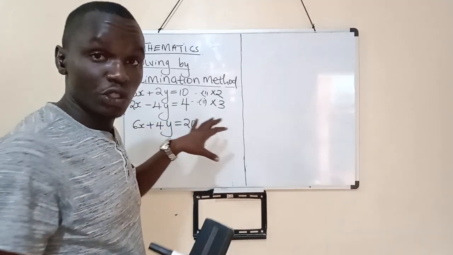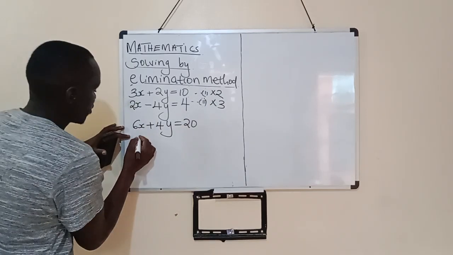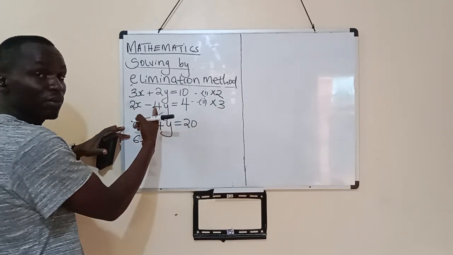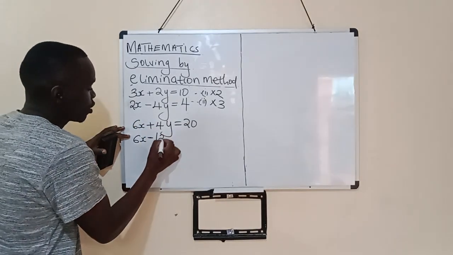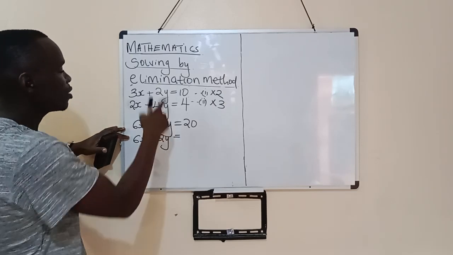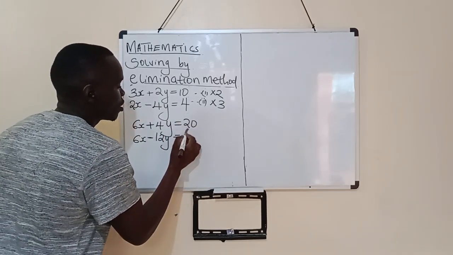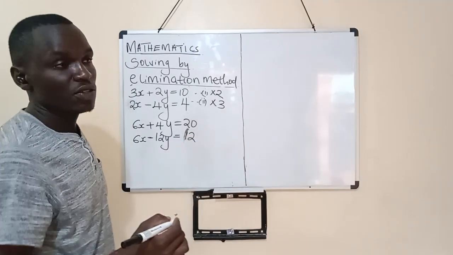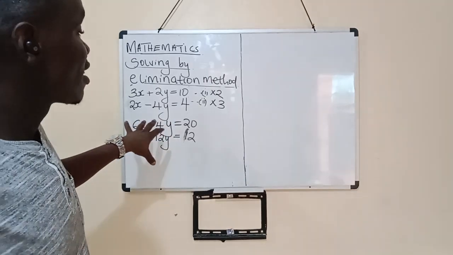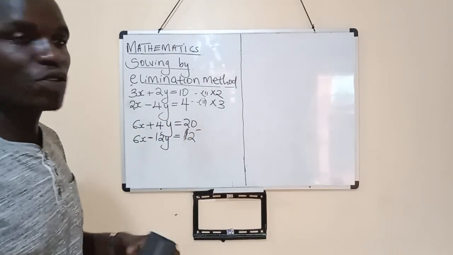In the second equation, you do the same. So 2 multiplied by 3 is 6x, minus 3 multiplied by 4, which is 12y, equals 12. Sorry for that. Then from here, the other part, what you do is subtract.